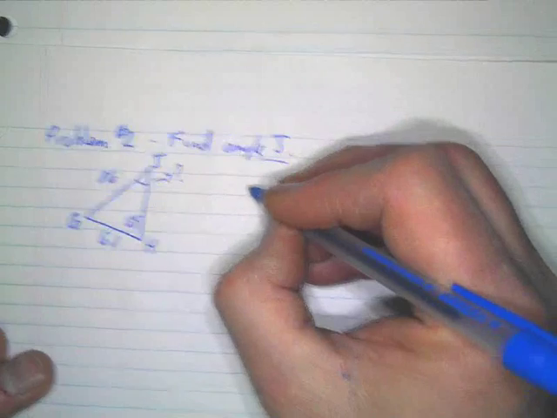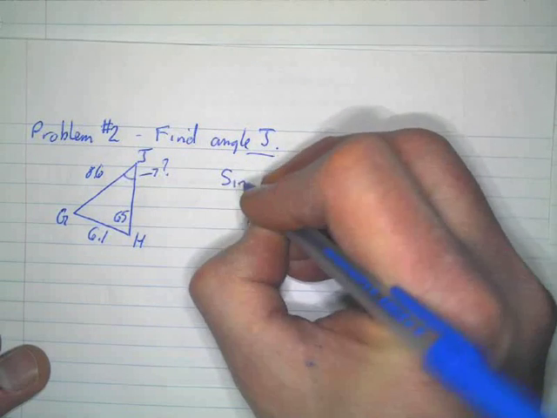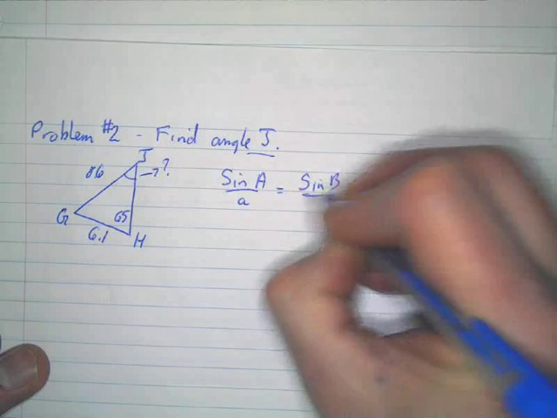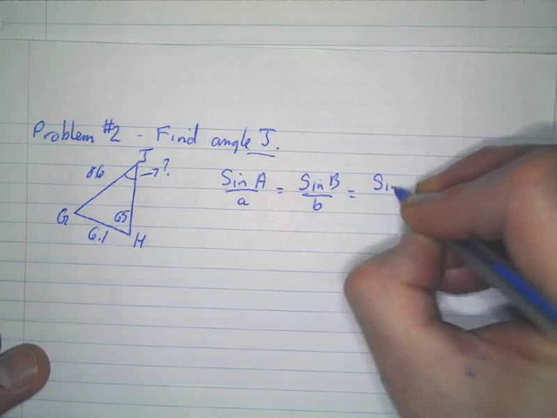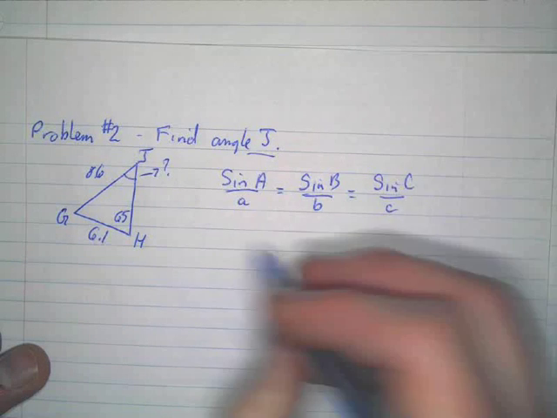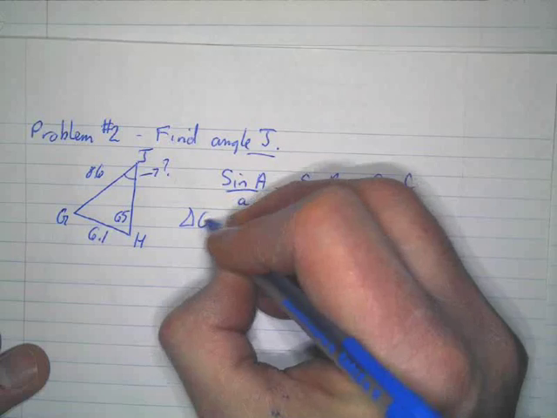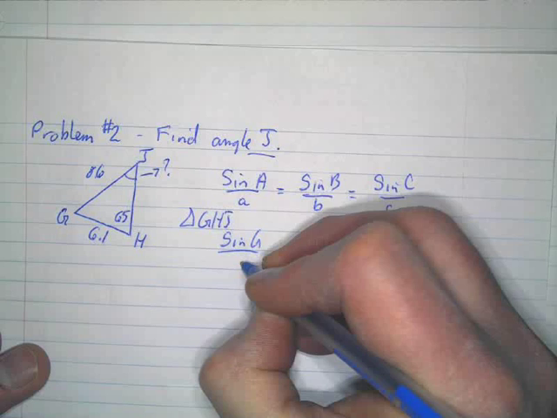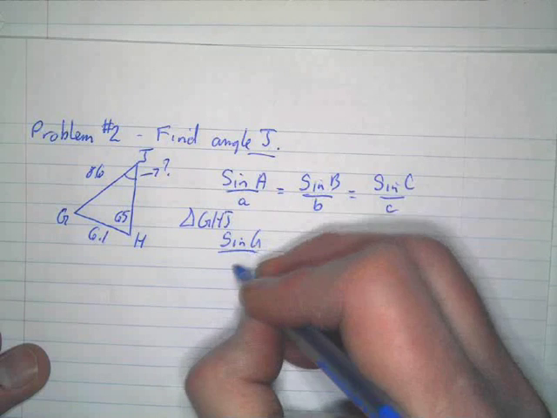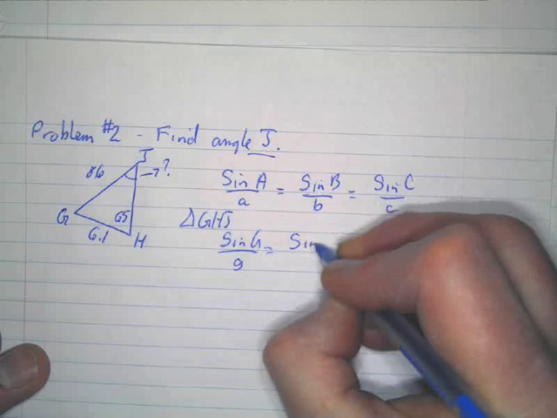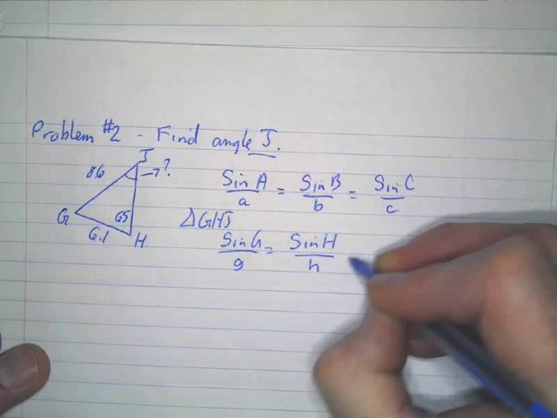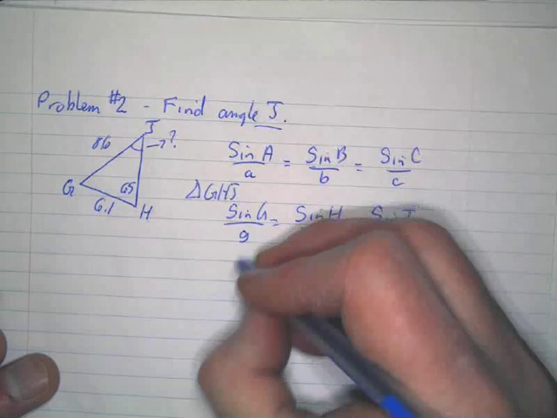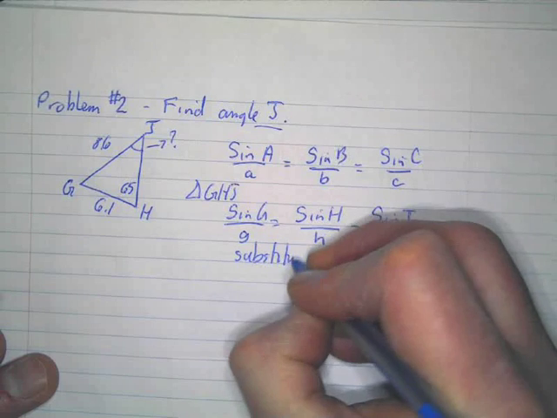So once again, my formula, the sine law, is sine A over little a is equal to sine B over little b is equal to sine C over little c. Now I'm dealing with triangle GHJ, so it's going to be sine G over little g, and it's going to be sine H over little h, and sine J over little j. Substitute the measurements.